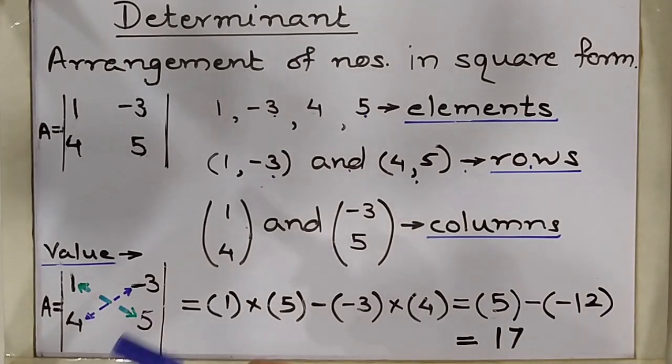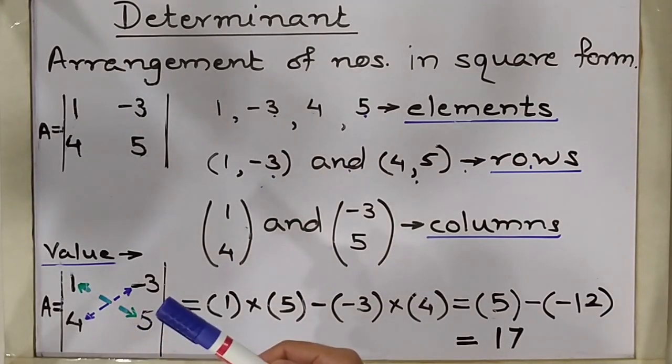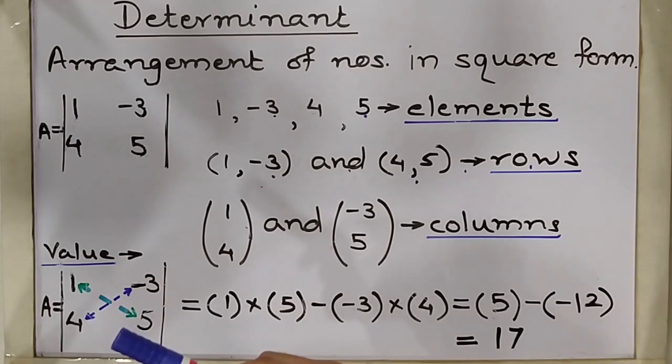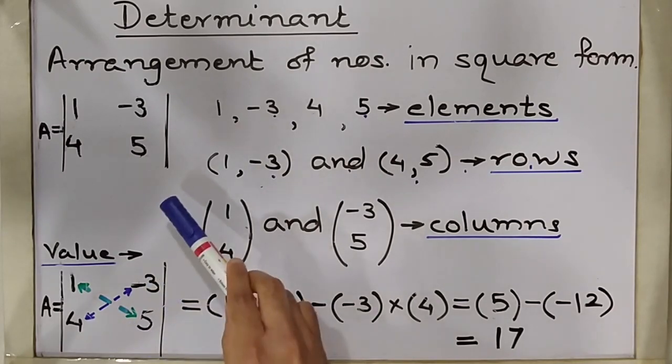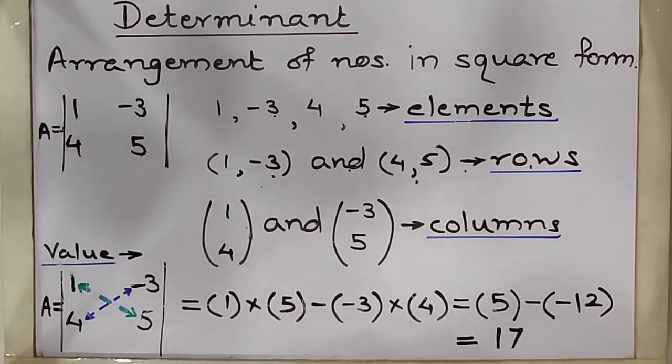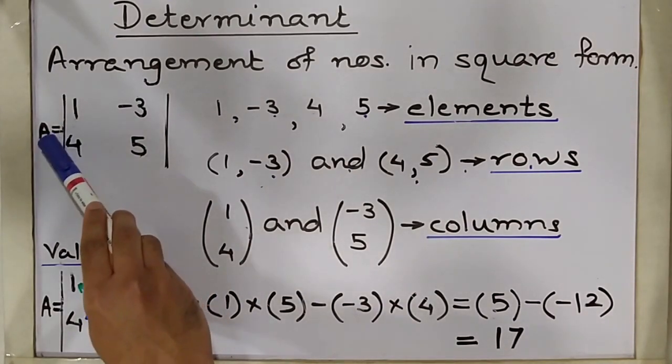As there are two rows and two columns, therefore the degree of this determinant is 2. Remember that in a determinant, the number of rows is always equal to the number of columns, and a determinant is always represented by capital letters. Now we'll see how to find the value of this determinant.